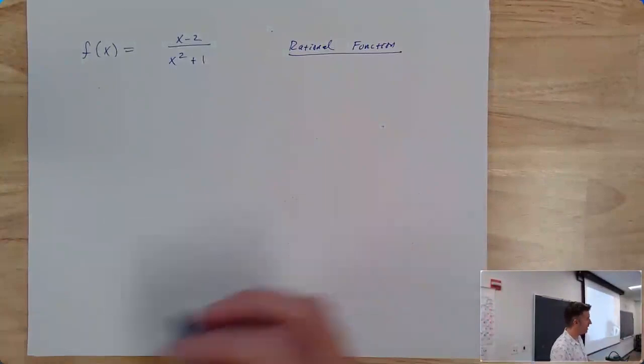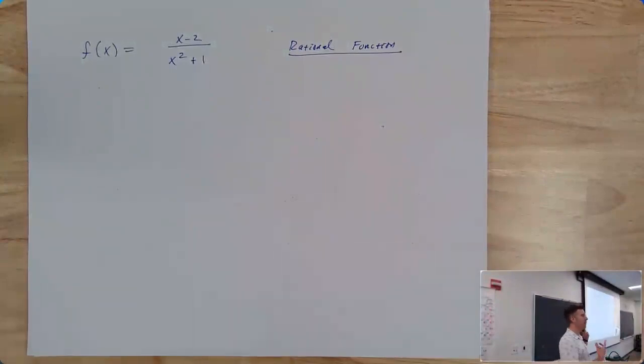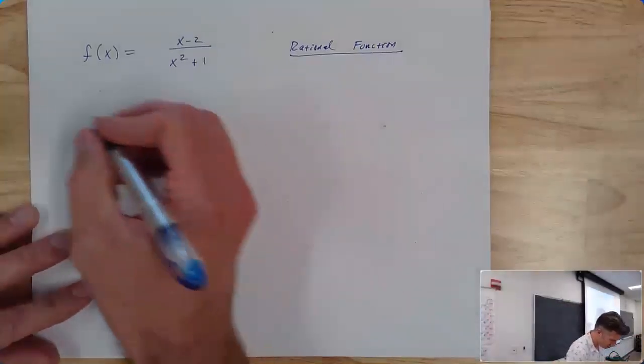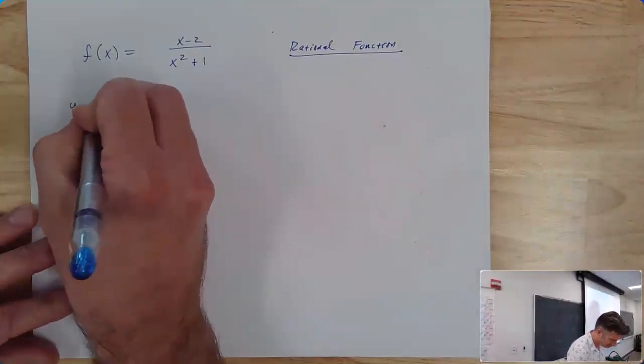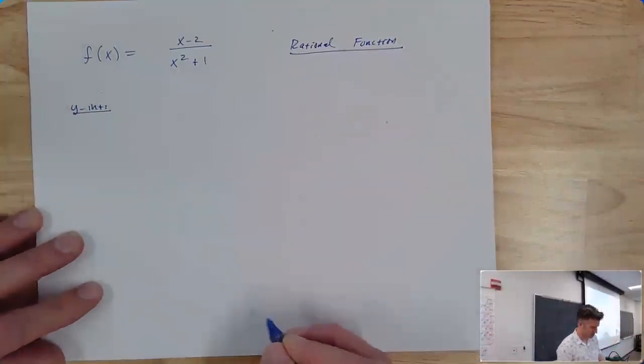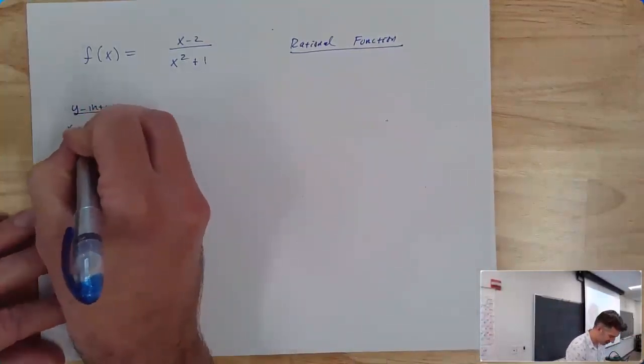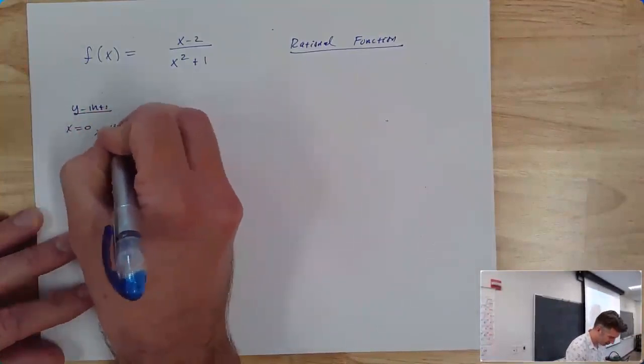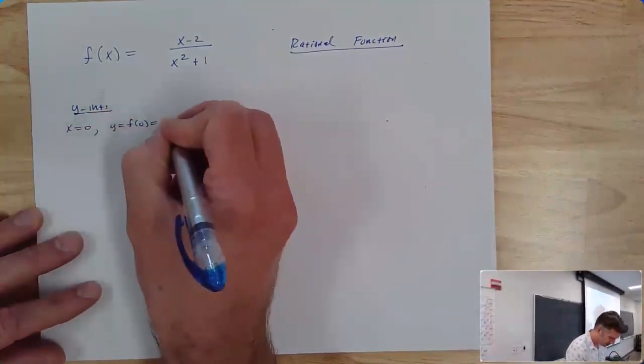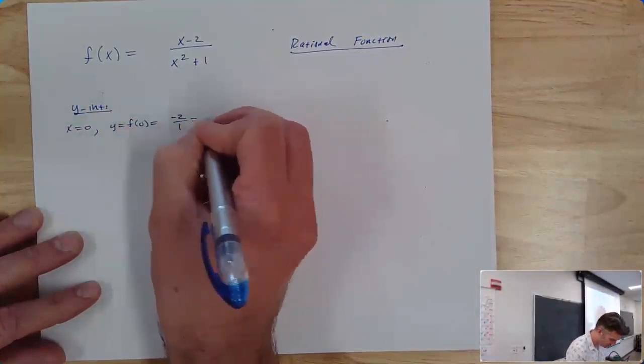Okay, so let's find all the things. We'll definitely come back around to this in chapter 4 of the textbook when we start graphing things in earnest. But for now, this is what I would do if I had to graph a rational function. I'm going to find all the things, meaning the intercepts and the asymptotes. So the y-intercept, I'm going to set x equal to 0. I get y equal to f of 0, which is negative 2 over 1.